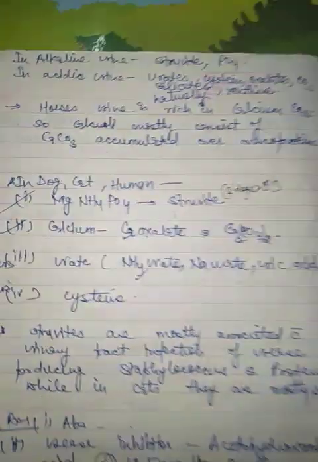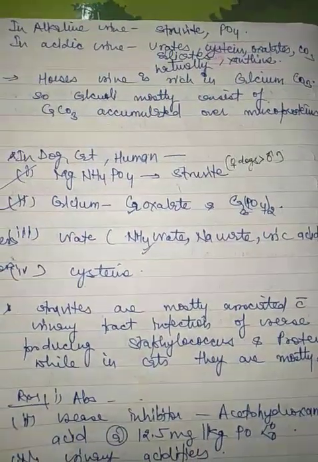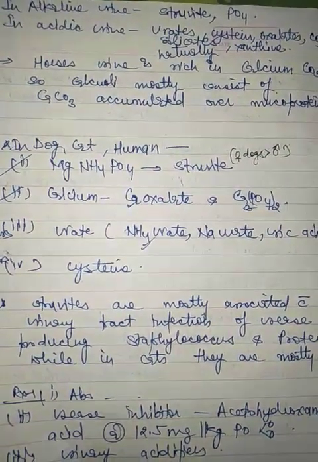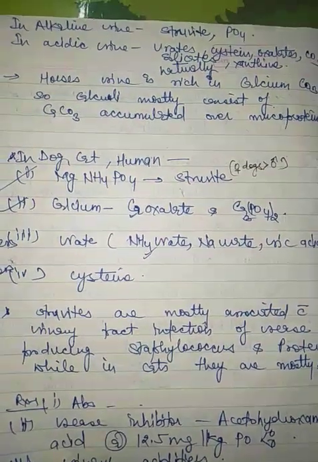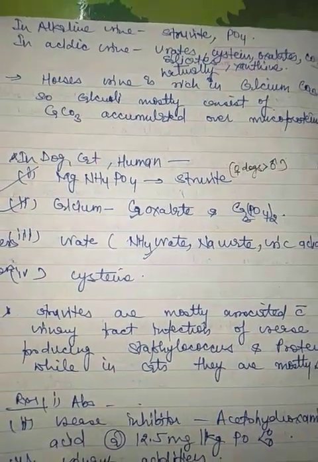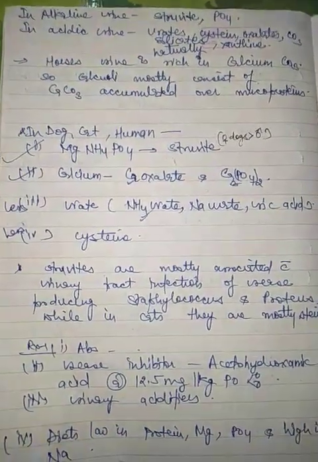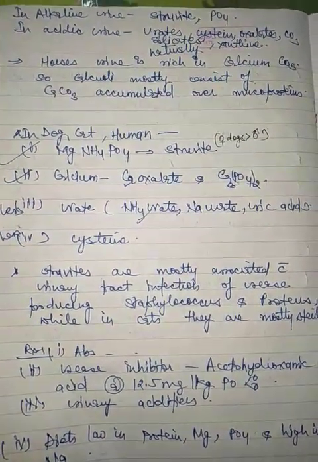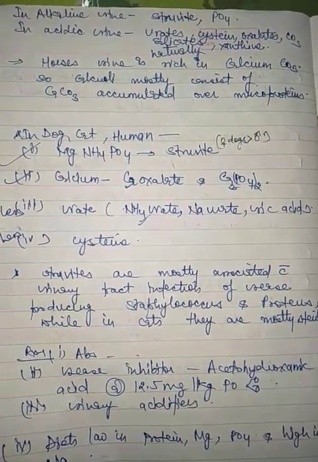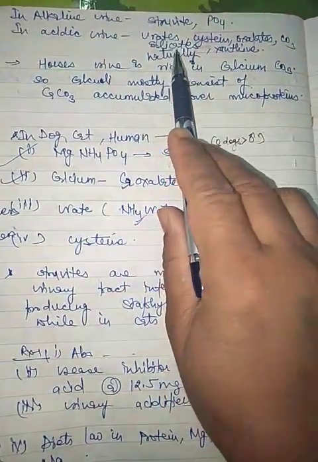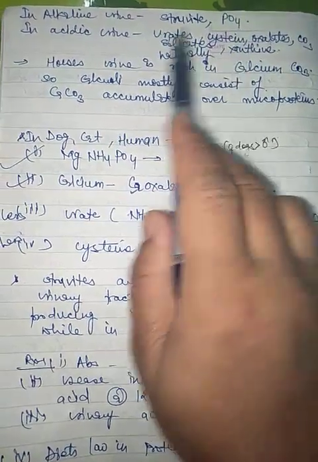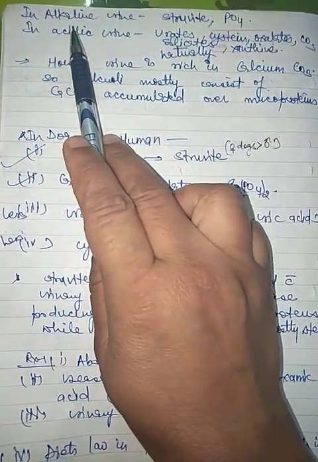Here we can see the effect of urinary pH on stone formation. If the mineral is present in the dissolved form, it is excreted through the urine. But if the pH is changed, they are unable to dissolve, and they precipitate and then aggregate. Here we can see that the solubility of struvites and phosphate minerals is decreased in alkaline urine.